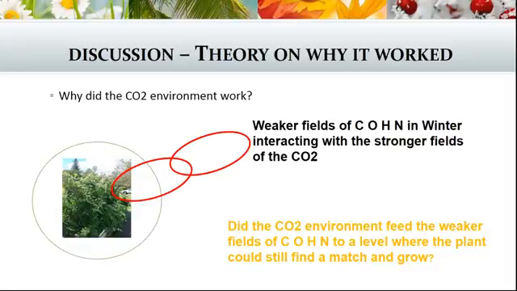So it's not a fertilizer per se, but it creates this environment so that the plants can grow, and it changes the field strength of those fields coming in. So the winter fields, which are much weaker than the summer fields, are changed so that the plant can still absorb those fields and continue to grow.